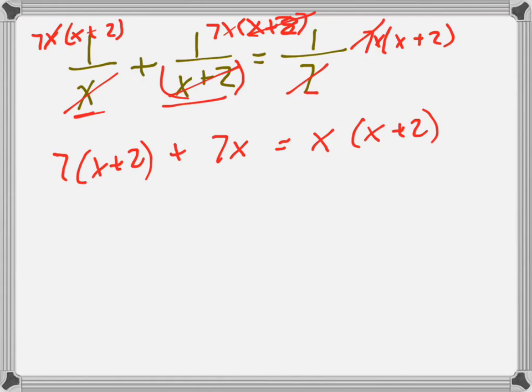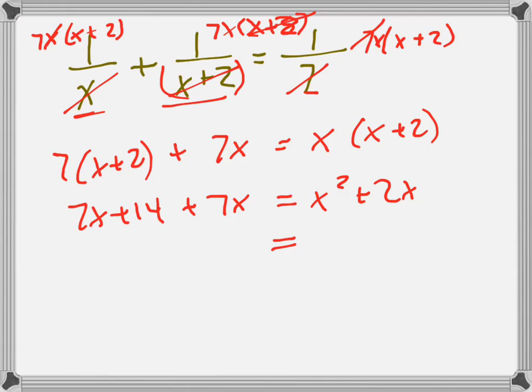Now I solve this equation. Now it's a quadratic equation. So I distribute: 7x plus 14 plus 7x equals x squared plus 2x. Distribute everything in. Move everything over. Might as well move it over to the left side. This is 14x, so I'm going to be subtracting it. So this is negative 12x.